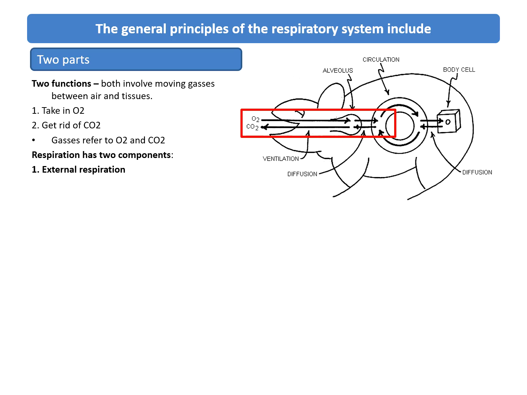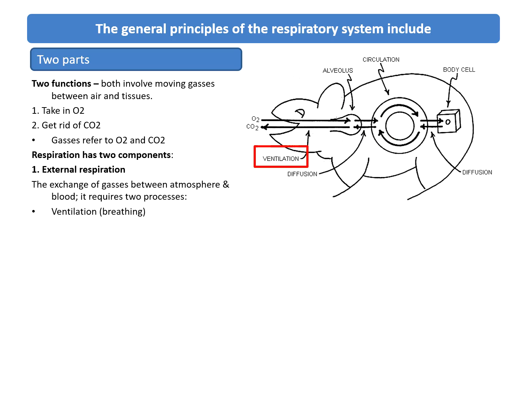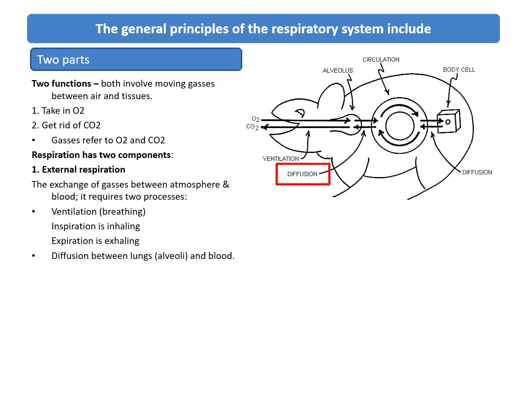Respiration has 2 components. External respiration is the exchange of gases between the atmosphere and the blood. It requires 2 different processes. One is ventilation. This is breathing. Ventilation has 2 parts. Inspiration, that's inhaling, for example, inhaling the oxygen, and expiration, for example, exhaling the carbon dioxide.